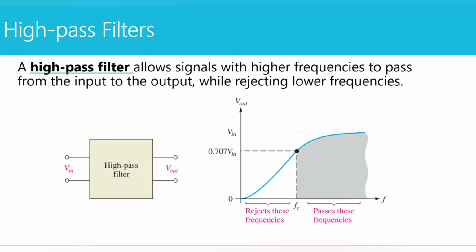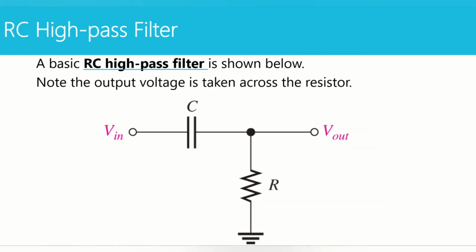Now let's move on to high pass filters. A high pass filter will allow signals with higher frequencies to pass and it will reject lower frequencies. So we can see on this curve here that with a high pass filter, as the frequency increases past the critical frequency, the higher frequencies will pass while the lower frequencies are rejected. So same idea as a low pass filter, except now high frequency signals are allowed to pass while lower frequency signals will be rejected. Here's an example of a basic RC high pass filter shown below.